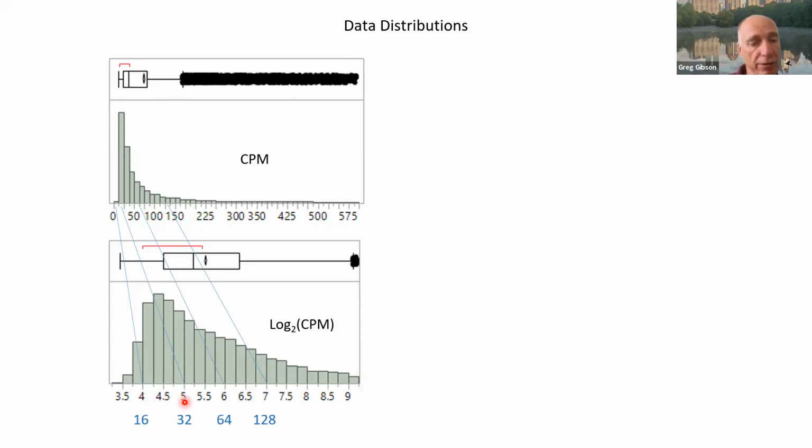So 4 versus 5 is twofold. 16 is half of 32, and 32 is half of 64 counts, and log base 2 of 32 is 5, log base 2 of 16 is 4, log base 2 of 64 is 6. So the difference between 4 and 6, or 6 minus 4, is a fourfold difference. And then that's an eightfold difference out to 7. So it's a very, very symmetric measure.